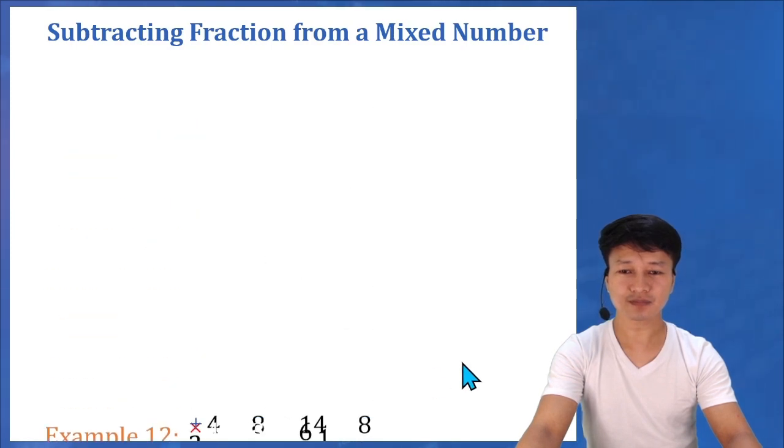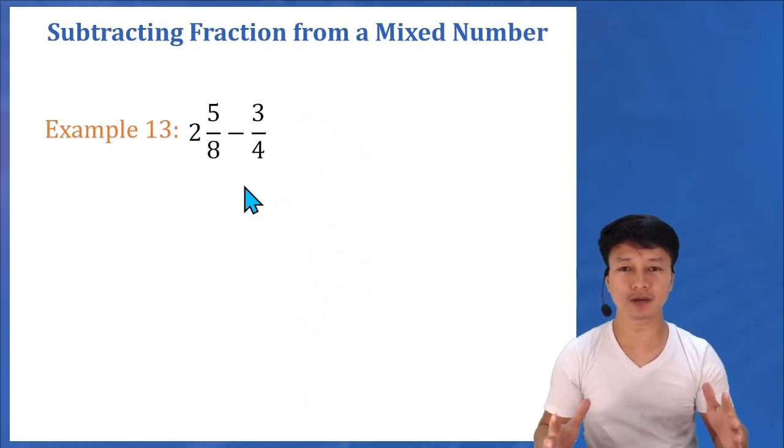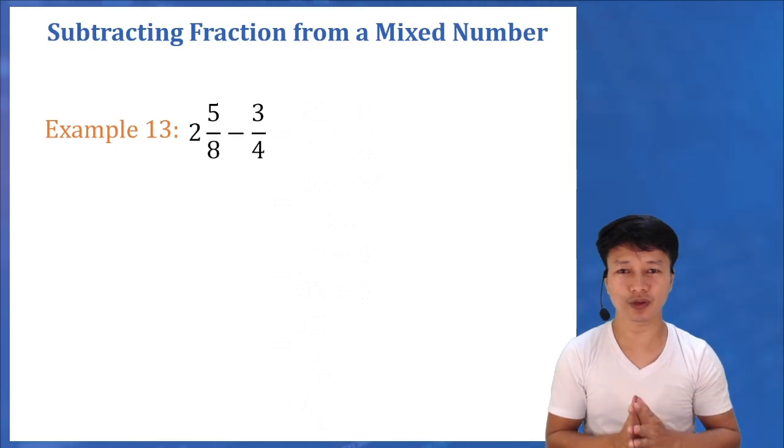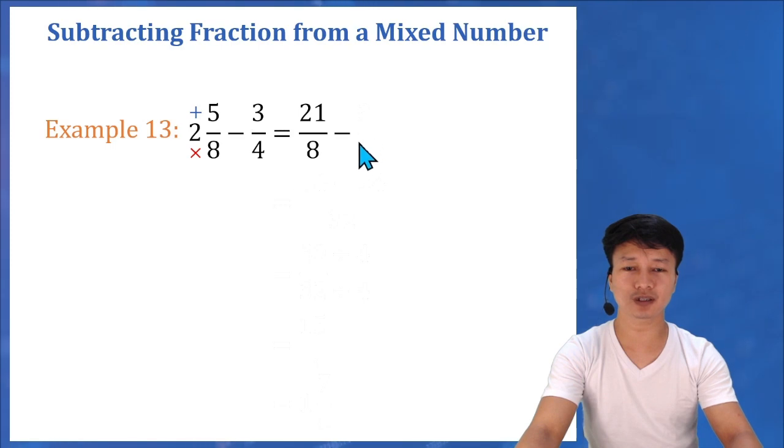Okay? Next, we have another mixed number to be deducted by a fraction. So again, to avoid borrowing of fractions, what we need to do is to convert the given mixed number into its equivalent improper fraction. So this will give us 8 times 2 is 16 plus 5 is 21. So this is 21 over the denominator here is 8. So this must be over 8. Minus our subtrahend 3/4, copy lang natin, minus 3/4. And then 21 over 8 and 3/4 are dissimilar fractions, so we cannot subtract them directly.